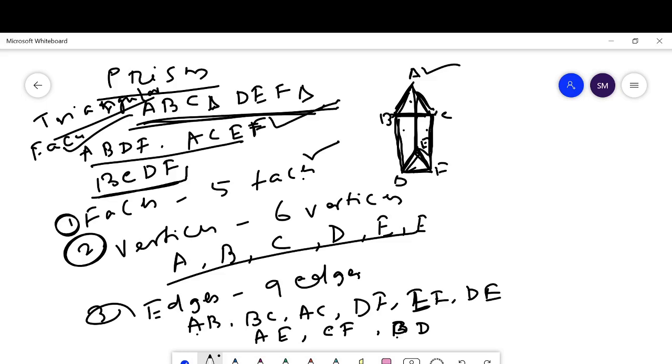Okay. A cuboid is also called a rectangular prism. Prisms are those which have plane faces. In the case of a triangular prism, the two base faces are triangles, and a cuboid is also called a rectangular prism because its faces are rectangles.